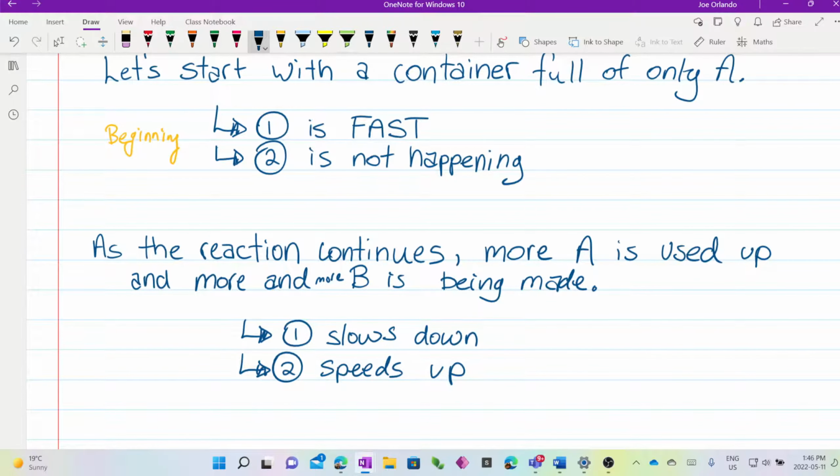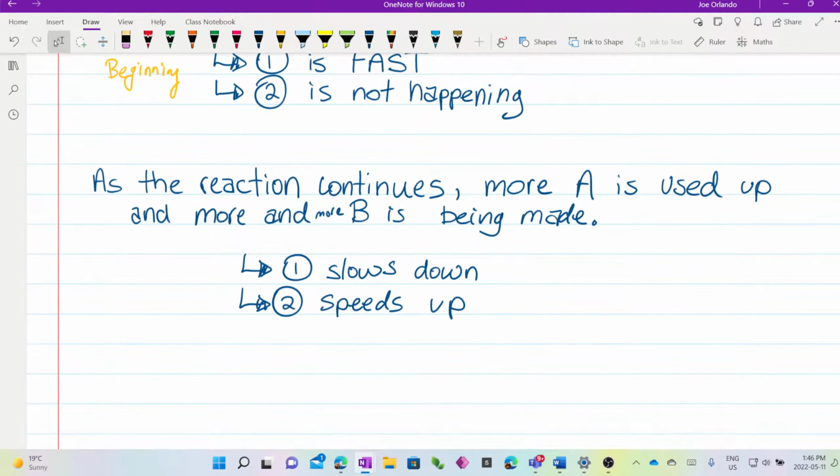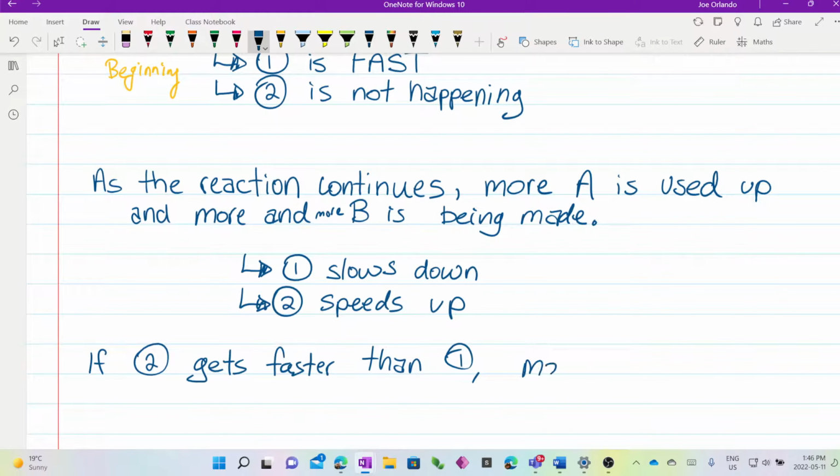But now keep in mind, if 2 gets faster than 1, more A will be made and more B will be used.